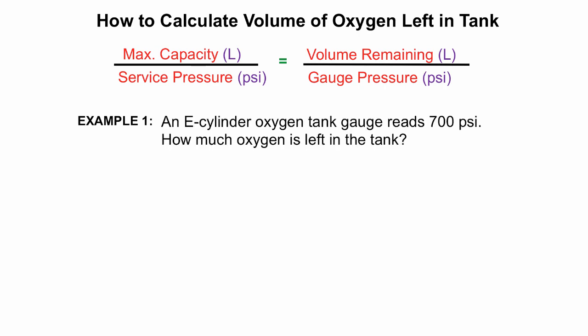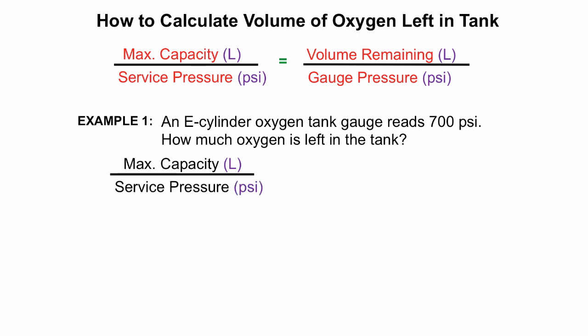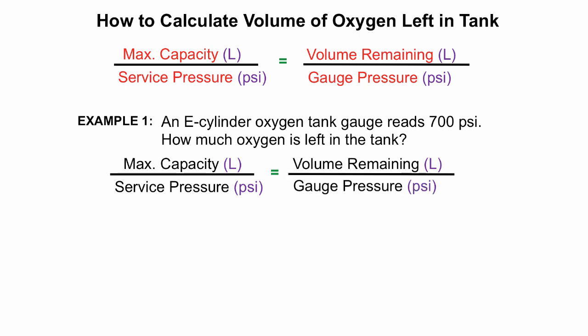An E-cylinder oxygen tank gauge reads 700 psi. How much oxygen is left in the tank? So I always like to start by writing out the formula again, because the more we write out a formula, the more it gets seared in our mind. So now we can plug in the known variables.